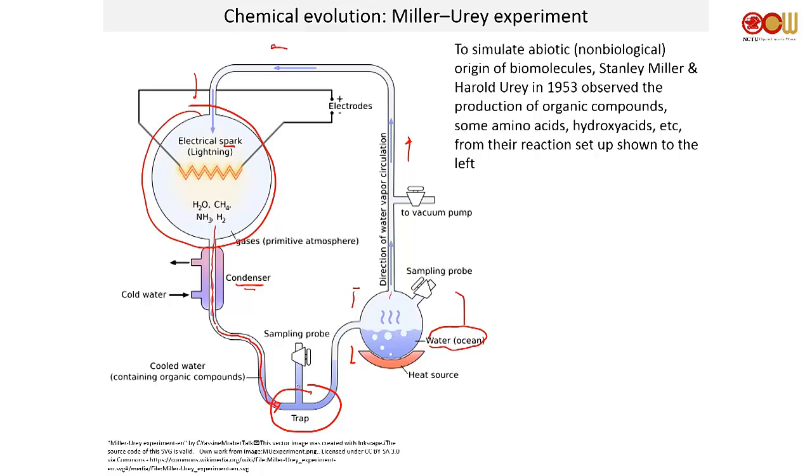Every now and then they would open this sampling probe to take a look at what's inside. What they found, surprisingly, is that you get some amino acids and hydroxy acids. Hydroxy acids are acids with OH, and the OH can be anywhere. So they can show that maybe this is how the world was able to generate some organics, in the form of amino acids and hydroxy acids and that kind of stuff.